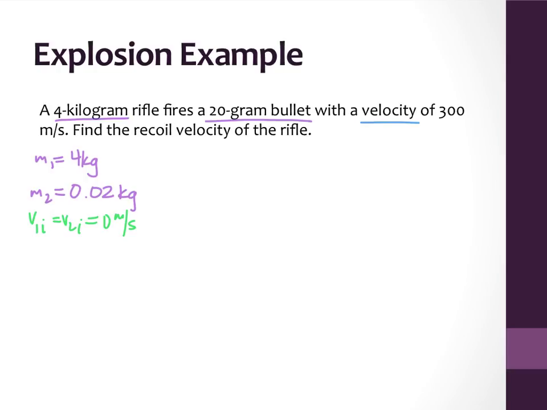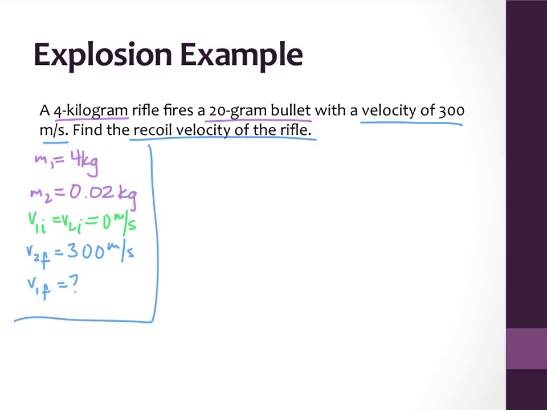Now we're going to look at what happens after. The bullet has a velocity of 300 meters per second. We're looking for the recoil velocity of the rifle, so that's v1f. Okay. Let's start out with p before equals p after. They're both at rest. So p1i plus p2i equals p1f plus p2f.